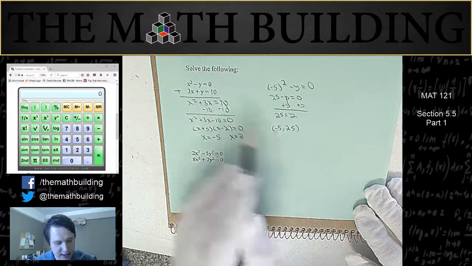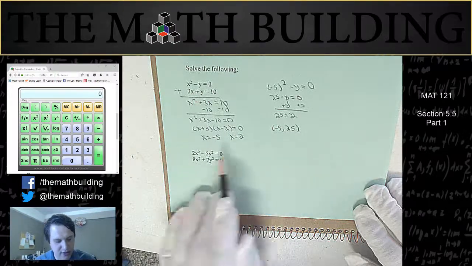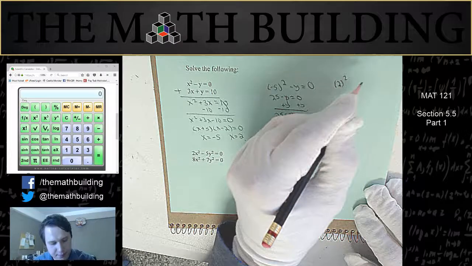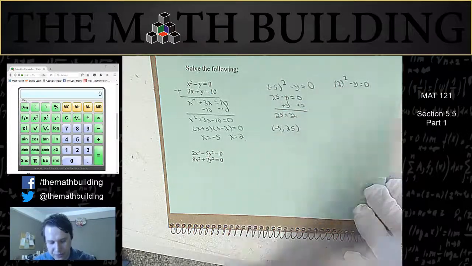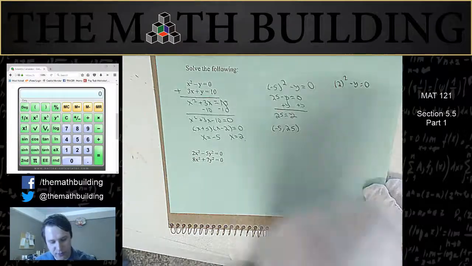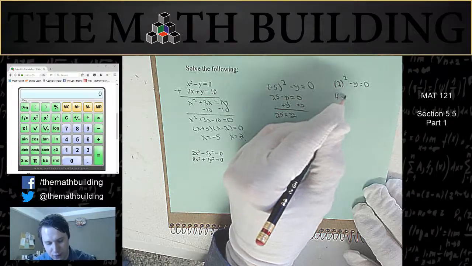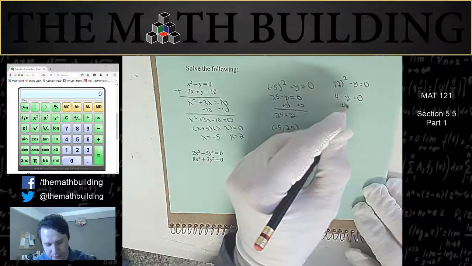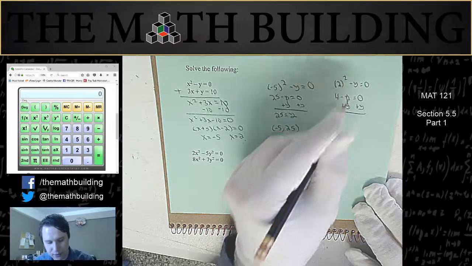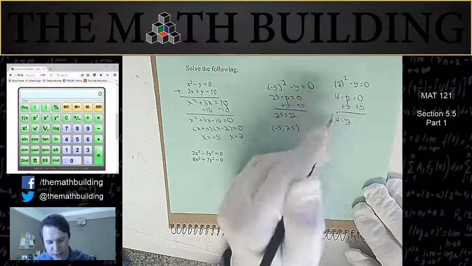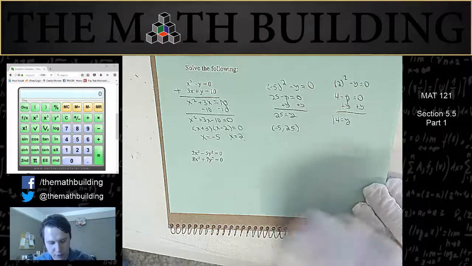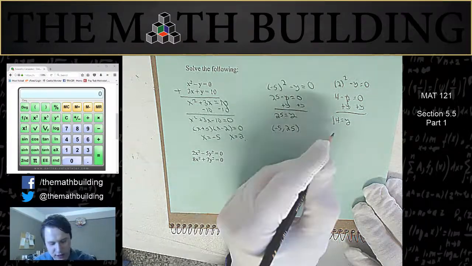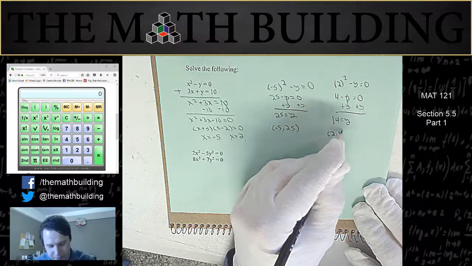Actually, let's find the other one first. So let's plug in 2 in there. So I have 2 squared minus y equals 0. Square the 2 and we get 4. And if we add the y over, we get 4 is equal to y. So 4 equals y, so it looks like our second solution is the point 2, 4.